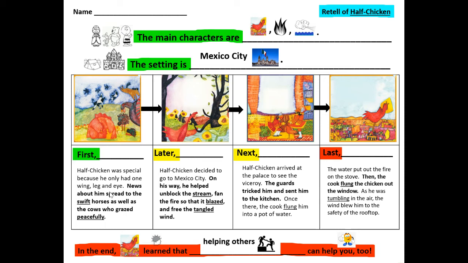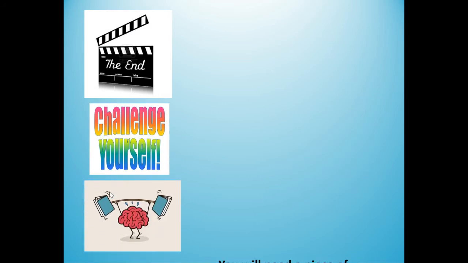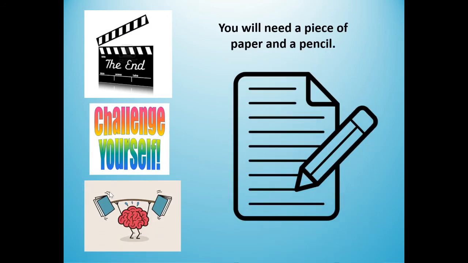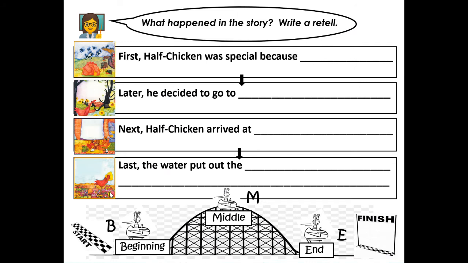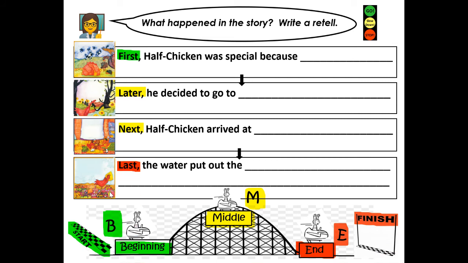All right, we've reviewed the story by retelling it out loud. Now it's your turn. It's the end of our review. Get your piece of paper and pencil, and answer the question, what happened in the story? Write a retell. And again, we're going to use our traffic light colors, green, yellow, and red, to signal what happened at the beginning of the story, first. Then we're going to slow down and talk about what happened in the middle of the story using the words later and next. And then we're going to stop and talk about what happened at the end, or the finish line, of the story, last.